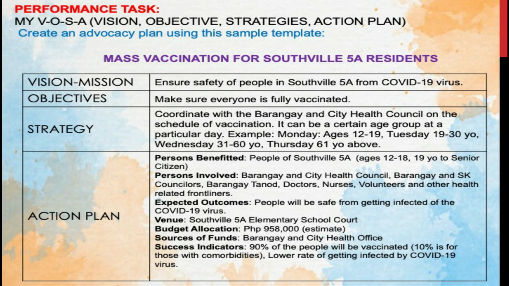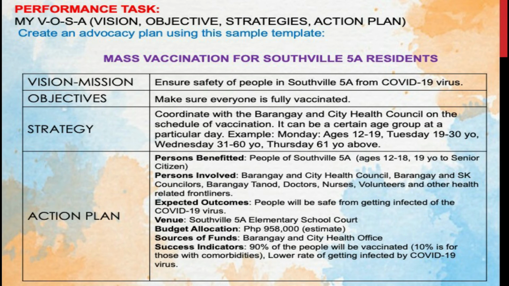And then the success indicator is that 90% of the people will be vaccinated, or 10% is for those with comorbidities. Of course, some of them may not be convinced to have their vaccines right away. Then lower rate of getting infected by COVID-19 virus. So this is an example of an advocacy plan with this template.